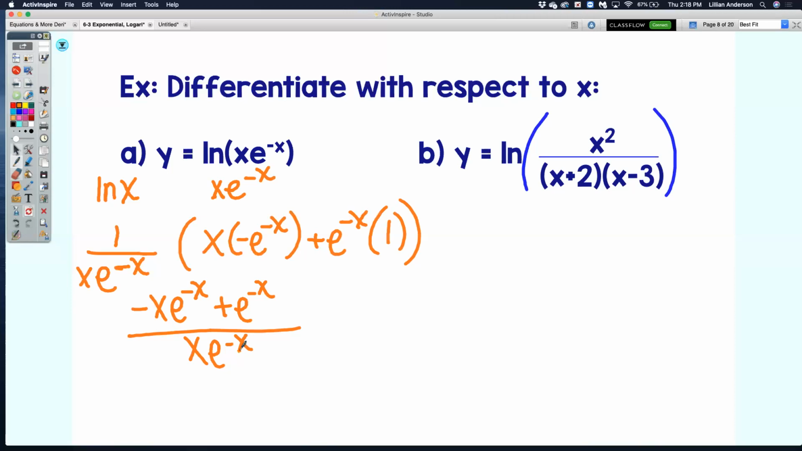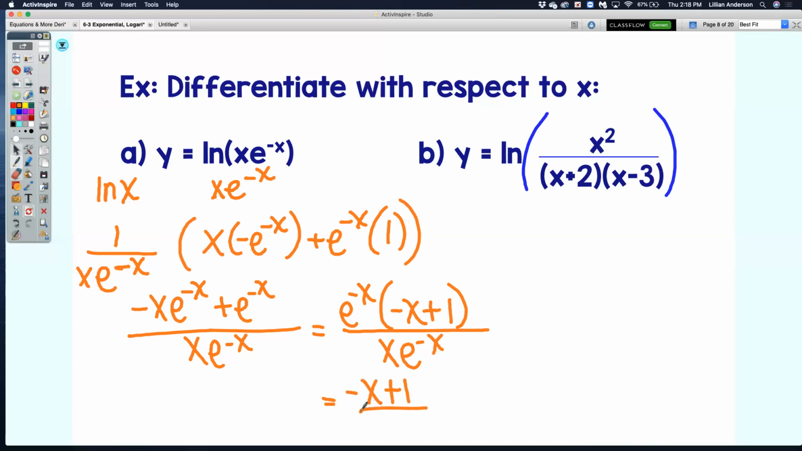Now this is where simplifying is going to pay off, because something in the numerator cancels out with something in the denominator. If you can't see it, again, both terms have an e to the negative x in common, which leaves me with the negative x plus 1. So I can cancel out that e to the negative x. So my final answer, my derivative of this function, is just negative x plus 1 over x.